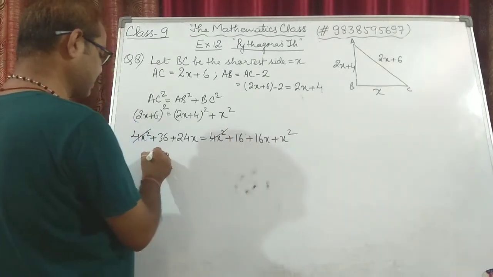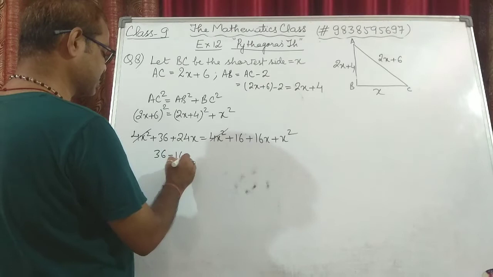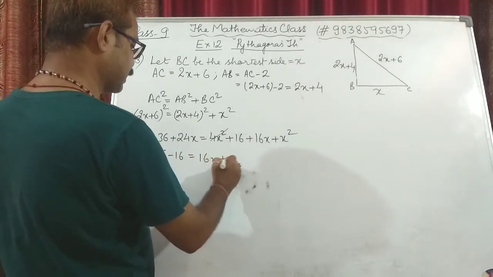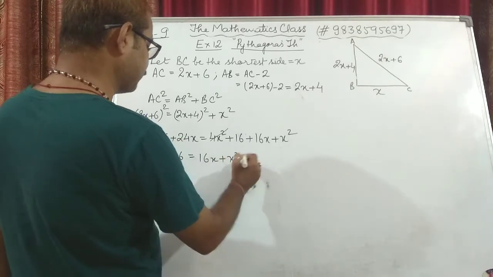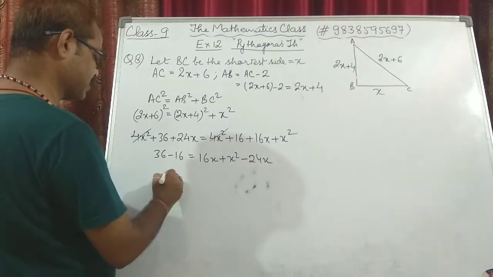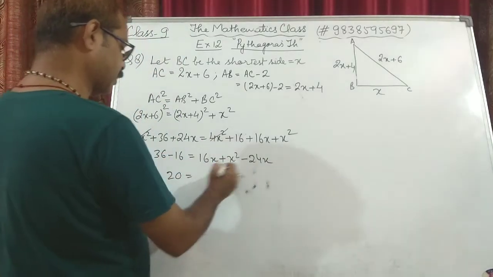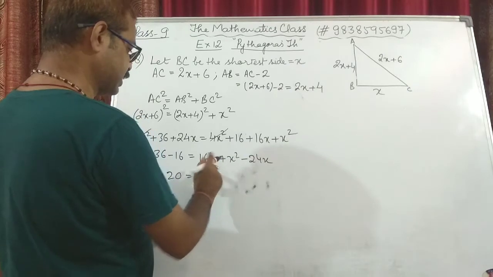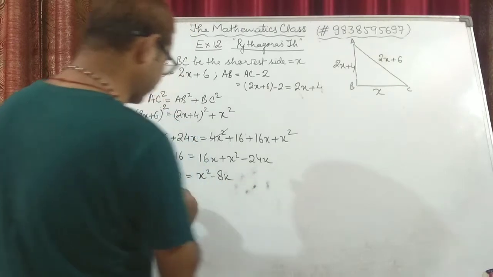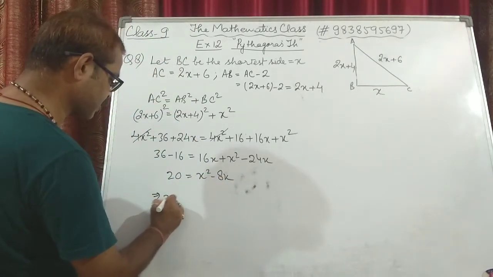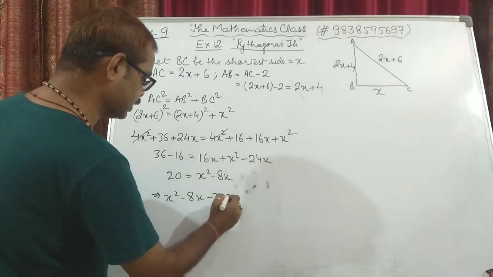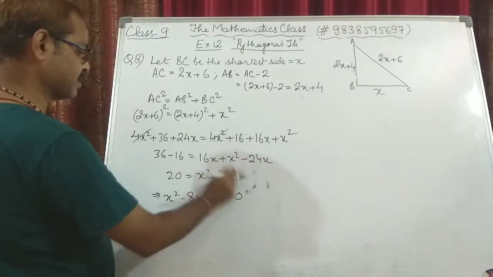So this can be written as 36 minus 16 is equal to 16x plus x square, and 24x comes to this side as minus 24x. So 36 minus 16 is 20, and 16x minus 24x is minus 8x. So you will get x square minus 8x is equal to 20. It means this comes in the form of a quadratic equation, x square minus 8x minus 20 is equal to 0. This 20 comes to the other side.